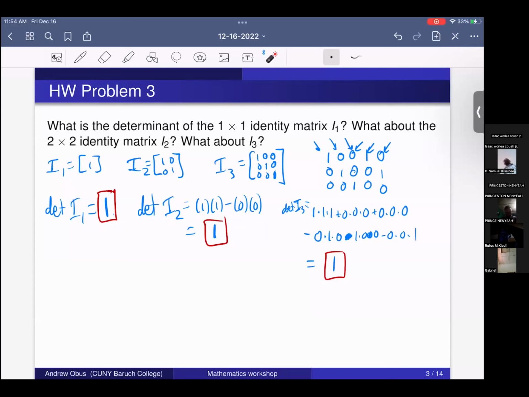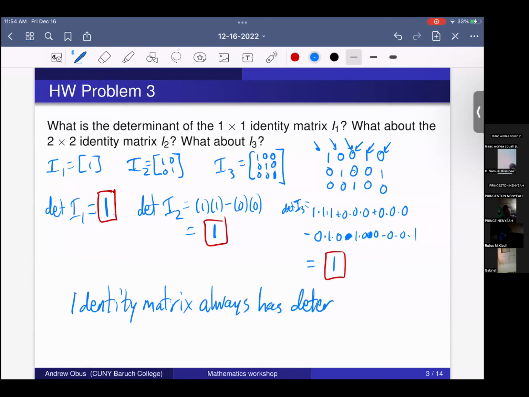Yes. So Andrew? So with the identity matrix, the determinant is always 1? Yes, that would be true. So I'm going to write this here: identity matrix always has determinant 1. Okay, other questions? Thank you. You're welcome.